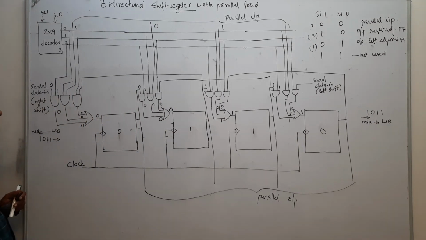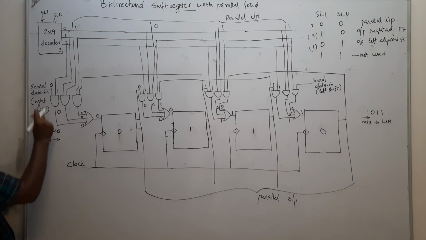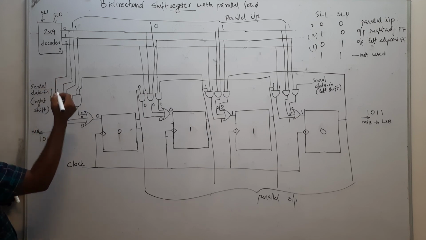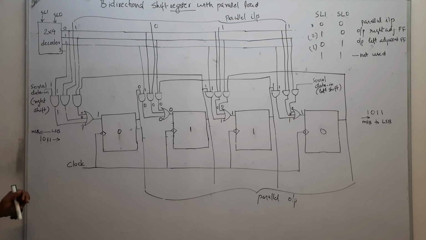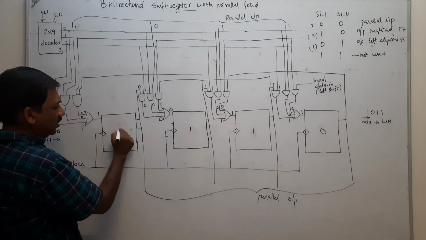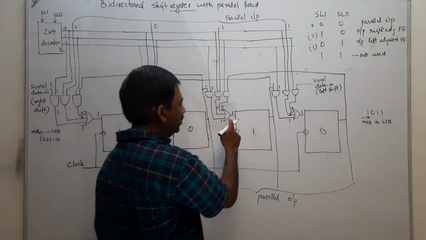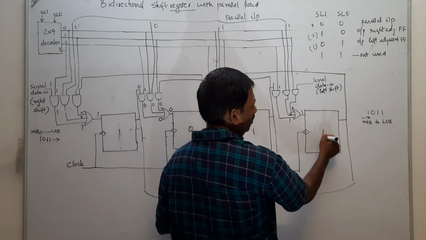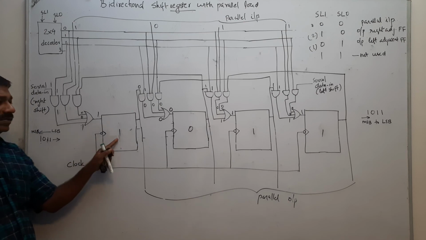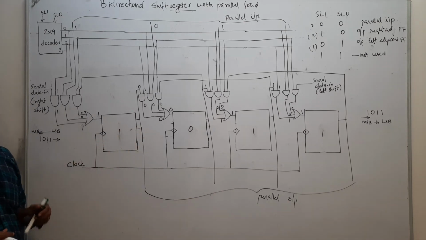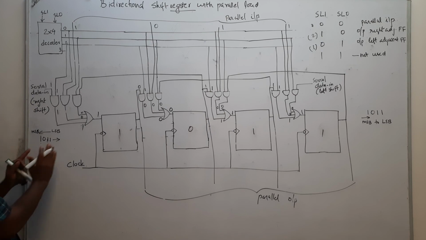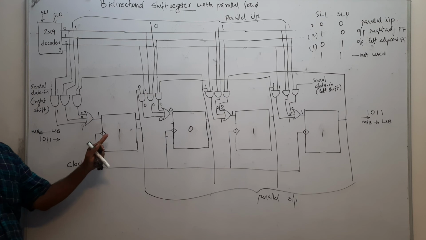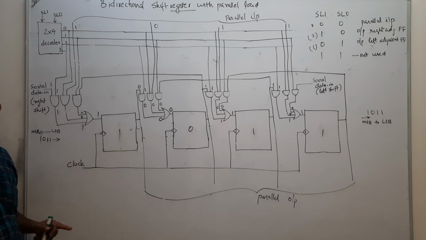Now in the next cycle, what will happen? We are going to provide this 1 here, and now here it is 1, 1, 1 and 1. Now when the trigger is applied, this 1 is stored here, this 0 is stored here, this 1 is stored here, and this 1 is stored here. That means now you have 1 0 1 1 stored in the shift register. I am going to give the input from right to left. After 4 clock cycles, 1 0 1 1 is stored in this register.